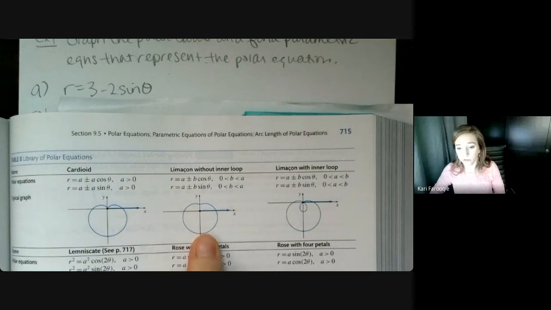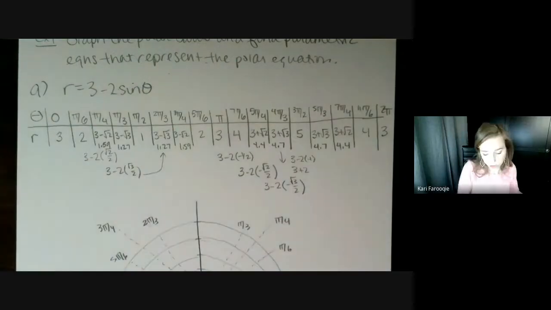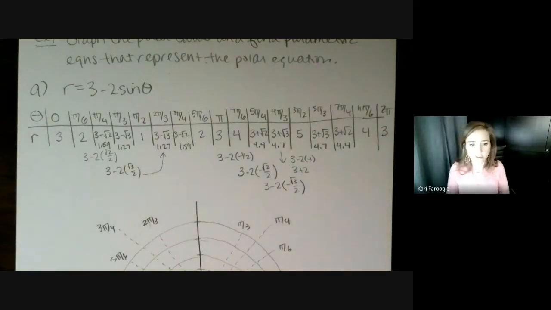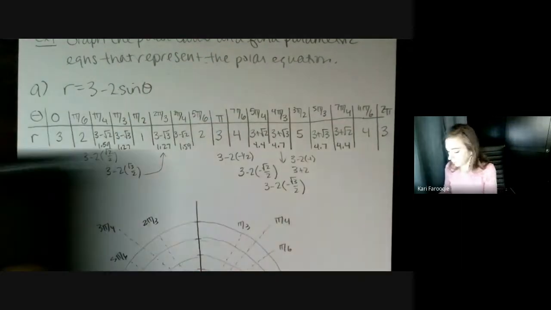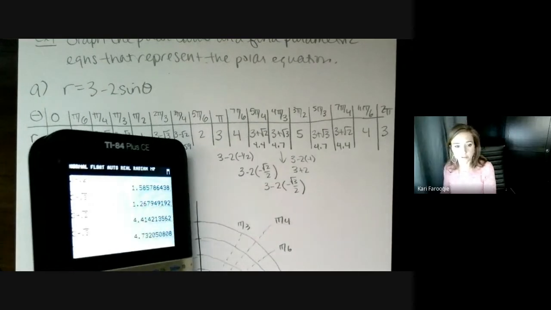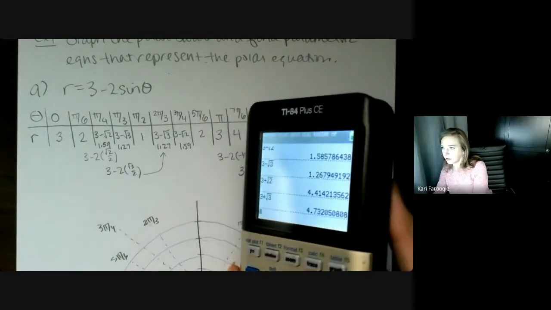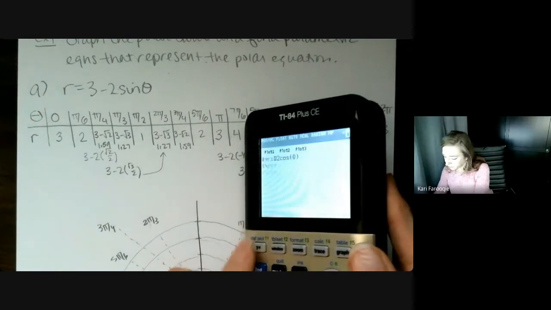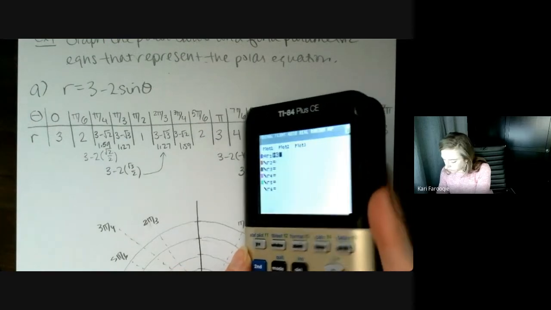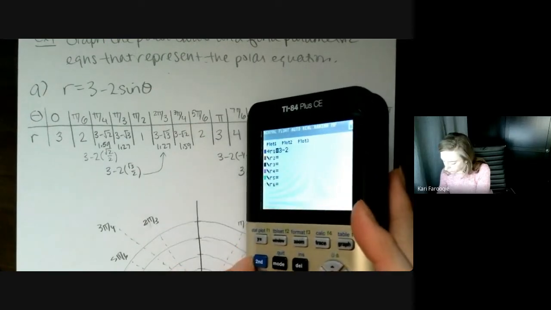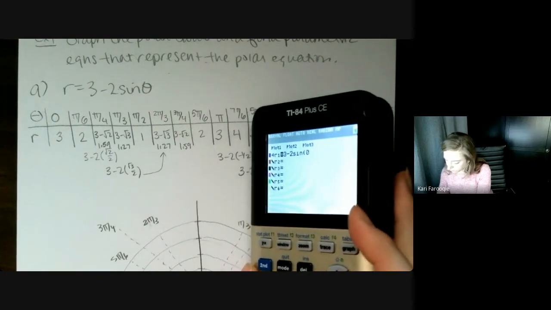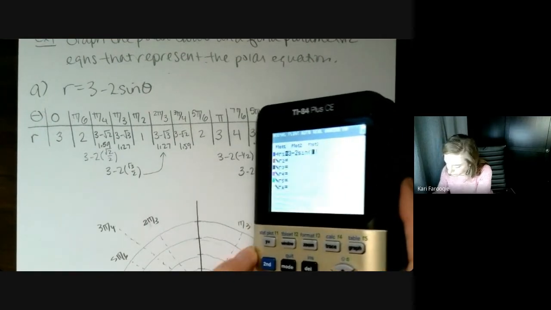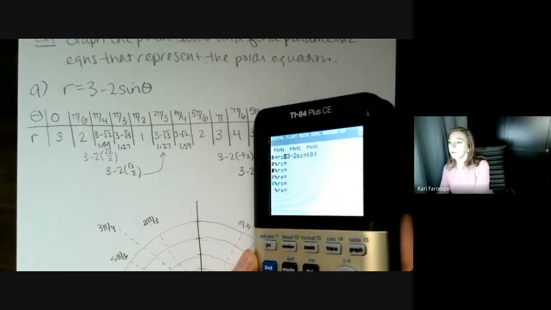If you'd like, you can always graph it on your calculator just to make sure that you have something that looks the same. And then we'll also look at the table, because I think it's helpful to see the table in your graphing calculator, even though I want you to be using exact values. I still think it's a good thing to look at. Okay, 3 minus 2 sine theta.